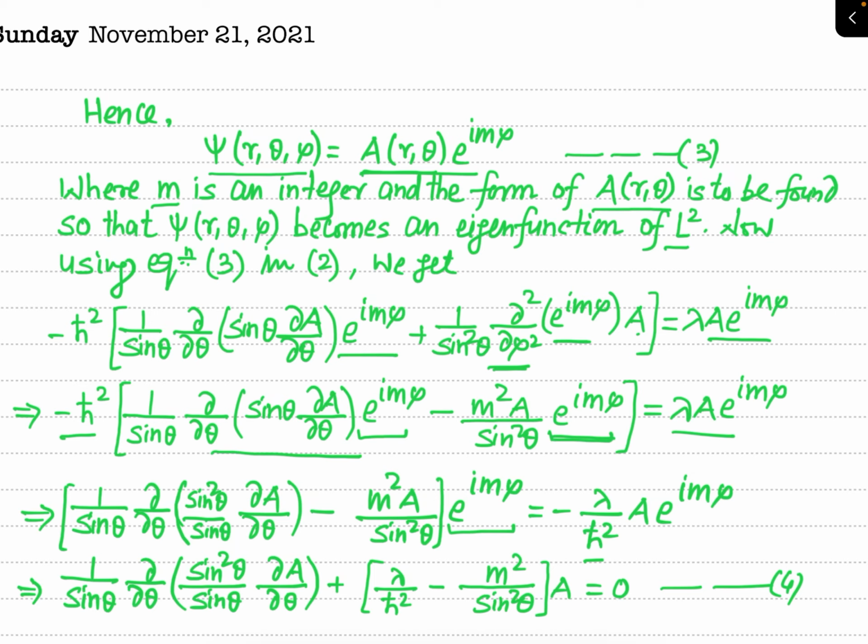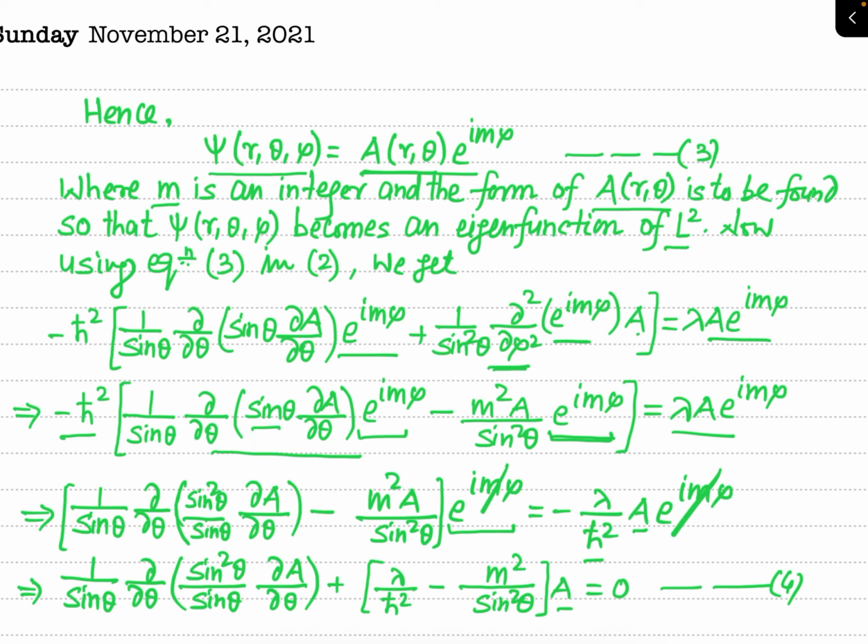Now, as e raised to the power i m phi is present on both sides, they will cancel out. Now bring this term in the RHS, which is minus lambda over h bar square a, to the LHS. So that will become plus. And a is present in this term and also in the second term inside this square bracket, so I have combined these two terms by taking a as a common factor. And so your equation becomes 1 over sine theta del del theta. Now, one thing I have done here for convenience, which you will see later on.